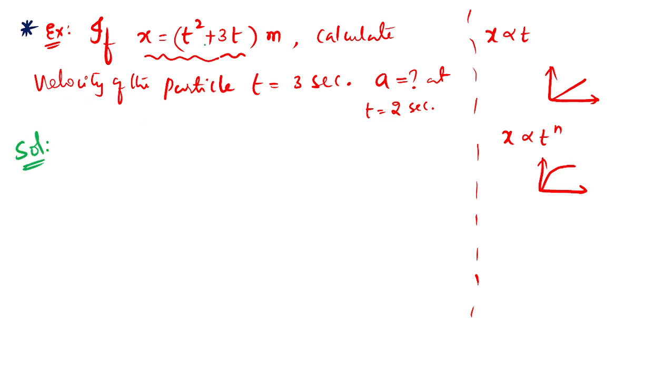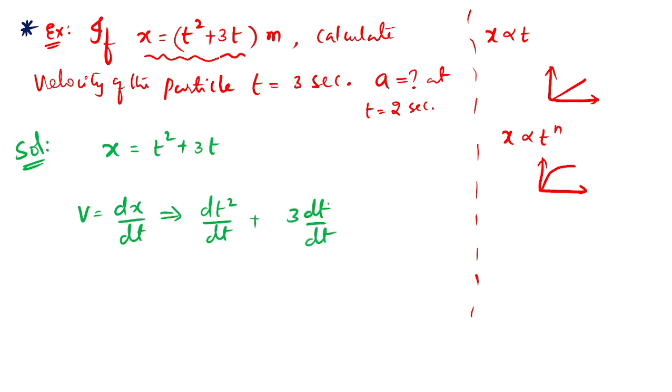So how will you solve it? x is equal to t square plus 3t. I want to find the velocity. Velocity means simply differentiate dx divided by dt. If you differentiate each term, d(t square) divided by dt plus 3 into dt by dt. You know already the differentiation of d by dt of t power n is n into t power n minus 1. That is a formula, right? So it's automatically 2t, and this will become 3.